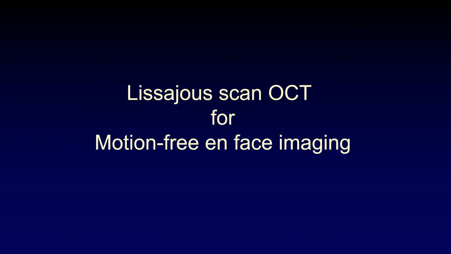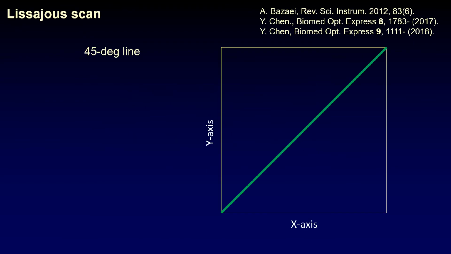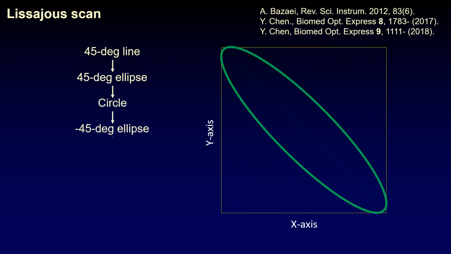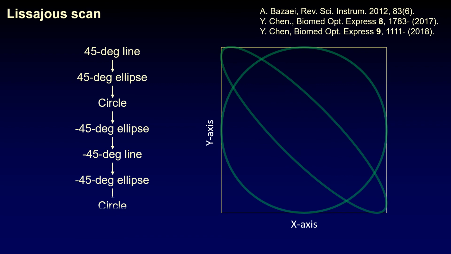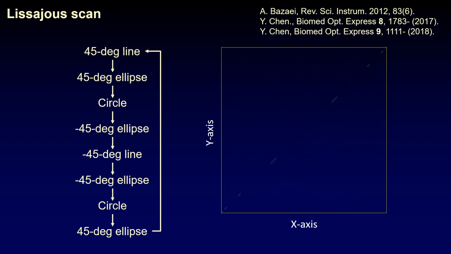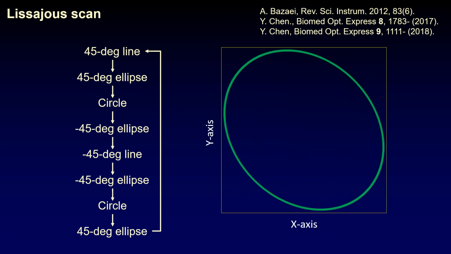How can we solve this issue? Our solution is Lissajous scan OCT. Lissajous scan is a new scanning protocol of OCT, and this scan starts in the en-face plane as a line, and this line becomes an ellipse, circle, and ellipse again, and line, and ellipse, circle, ellipse, and becomes the line again. And we repeat this process 4 times to obtain a single volumetric OCT data.